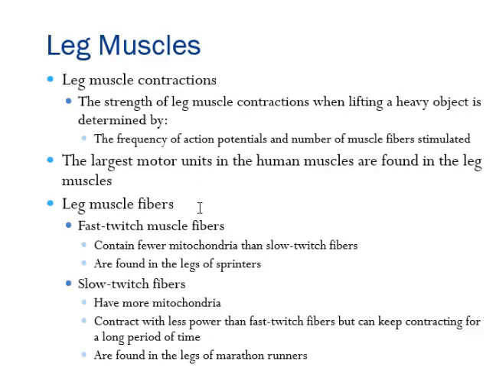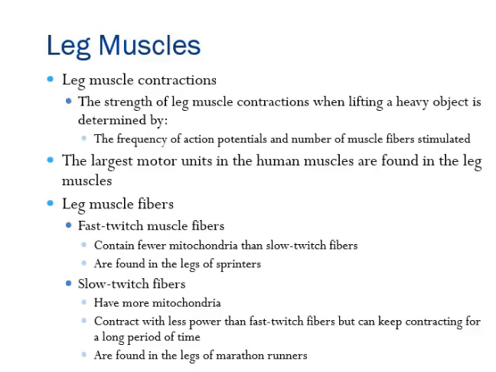The largest motor units in all the human muscles are the leg muscles. Maybe not the strongest. I think they say that the jaw muscles are the strongest muscles, but certainly the largest and the thing that carries the most weight, literally. The leg muscle fibers include fast twitch muscle fibers, which are able to move quickly, and these are built up in runners and sprinters. Then there are slow twitch fibers, which have more mitochondria because they need more energy, they need more respiration. Remember, mitochondria do the respiration, and these fibers contract with less power than fast twitch fibers. And these are built up by long distance runners.